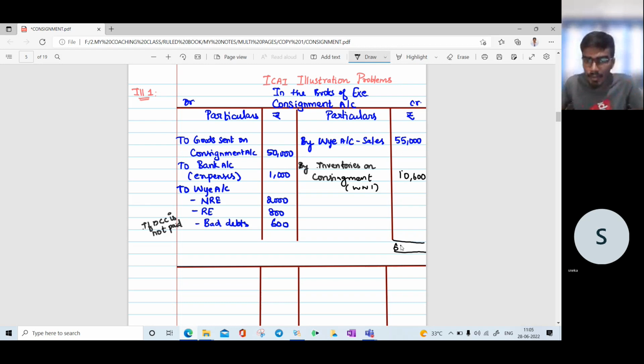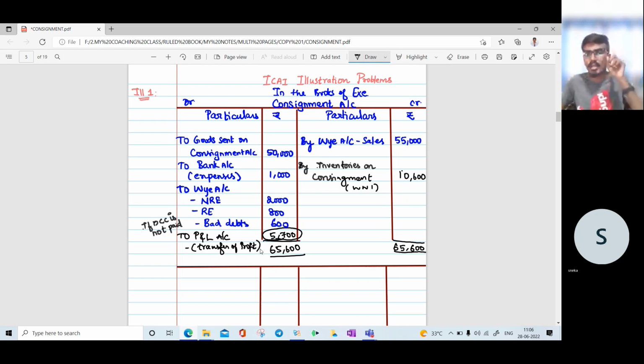You keep on adding, and you will get an answer on both sides. The credit side is higher, so we have to balance on the basis of the credit side. 65,600. Here also 65,600. Your final answer, if you deduct this, will be 5,700 to profit and loss account. You can write P&L account or profit and loss account. Anything is preferable. In the bracket, transfer of profit. This is the first account you need to prepare in your examination question, that is the consignment account.